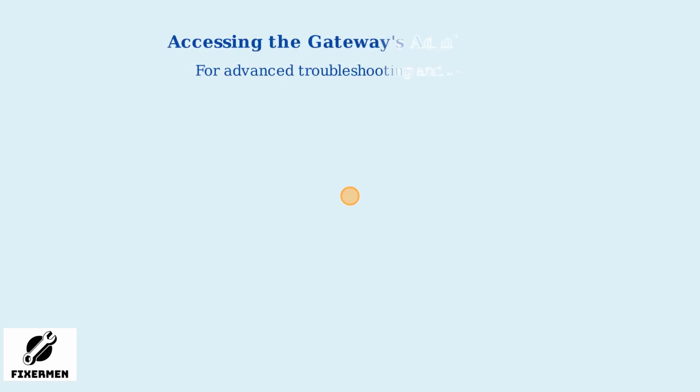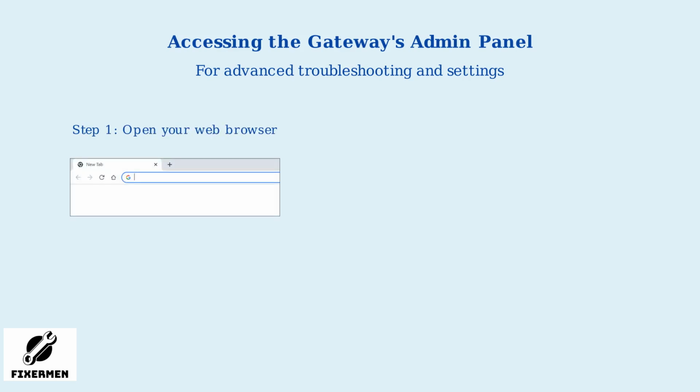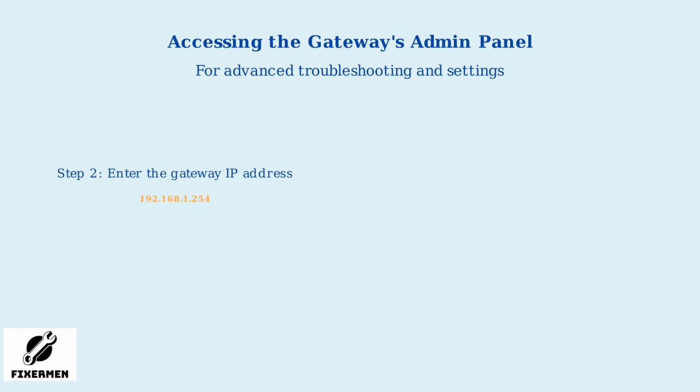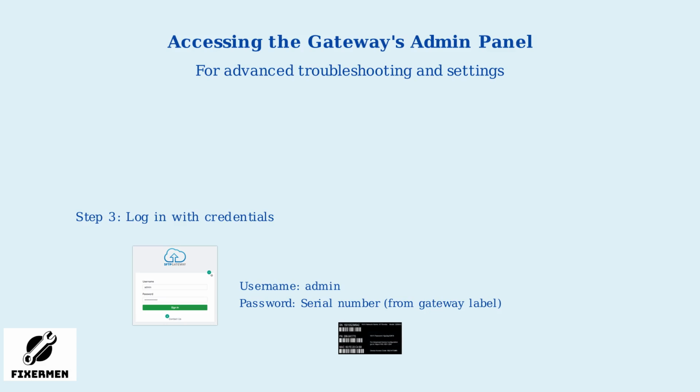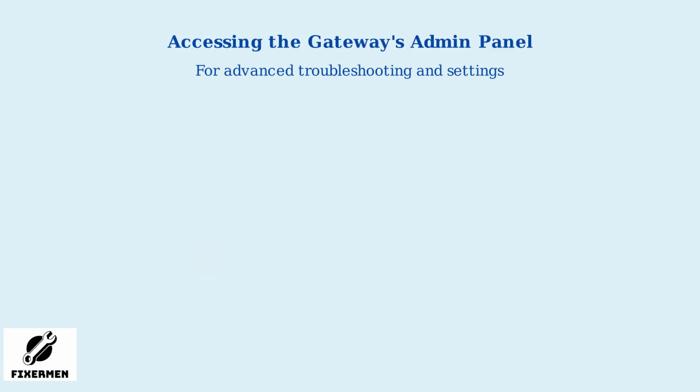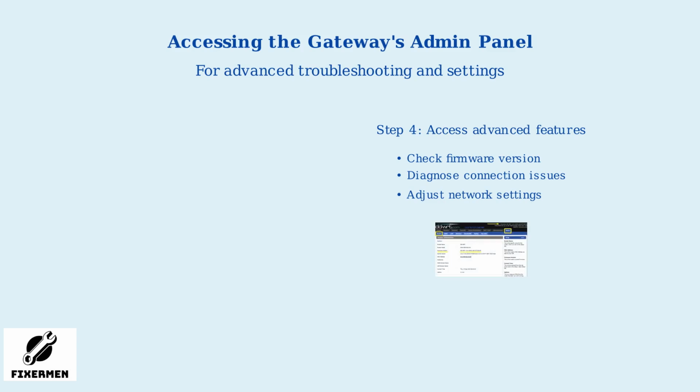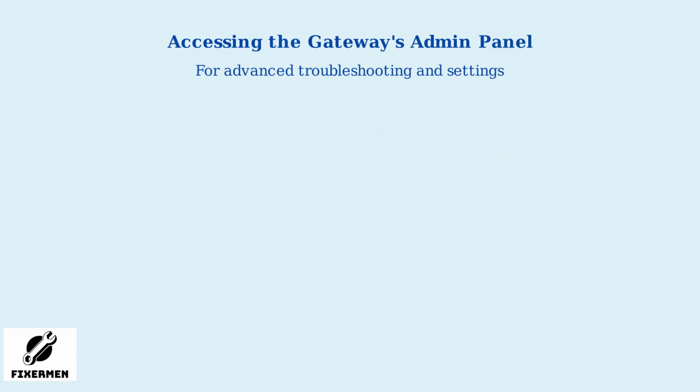For more advanced troubleshooting of your AT&T Gateway, you need to access the admin panel. This gives you deeper control over your device's settings and diagnostics. Start by opening your web browser on any device connected to the gateway. In the address bar, type the gateway's IP address, 192.168.1.254, and press Enter. This is the standard address for most AT&T gateways. You'll see a login page. Use the default username admin, and for the password, use the serial number printed on the gateway itself. Once logged in, you can check the firmware version, run diagnostics to identify connection problems, and adjust various network settings like Wi-Fi passwords or port forwarding.